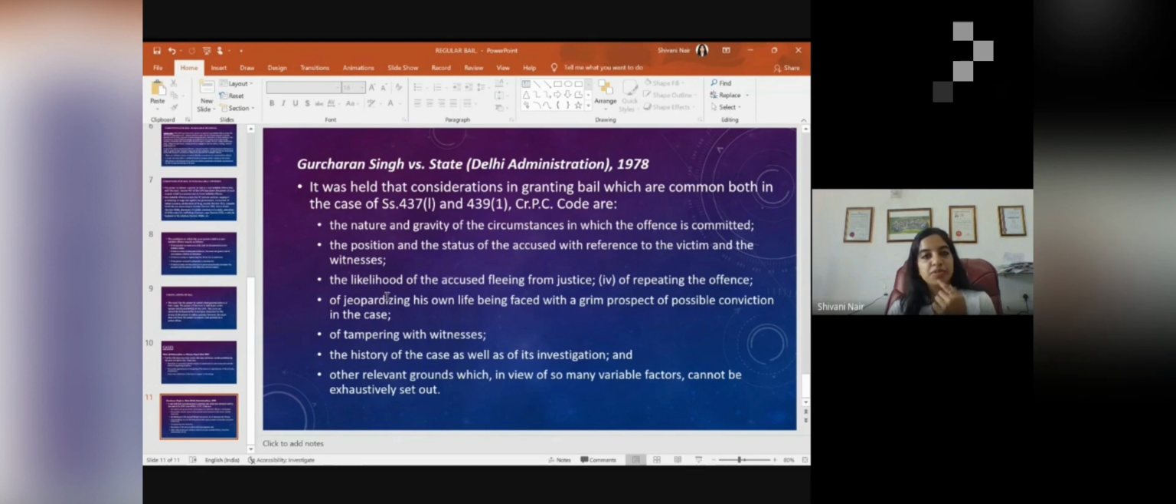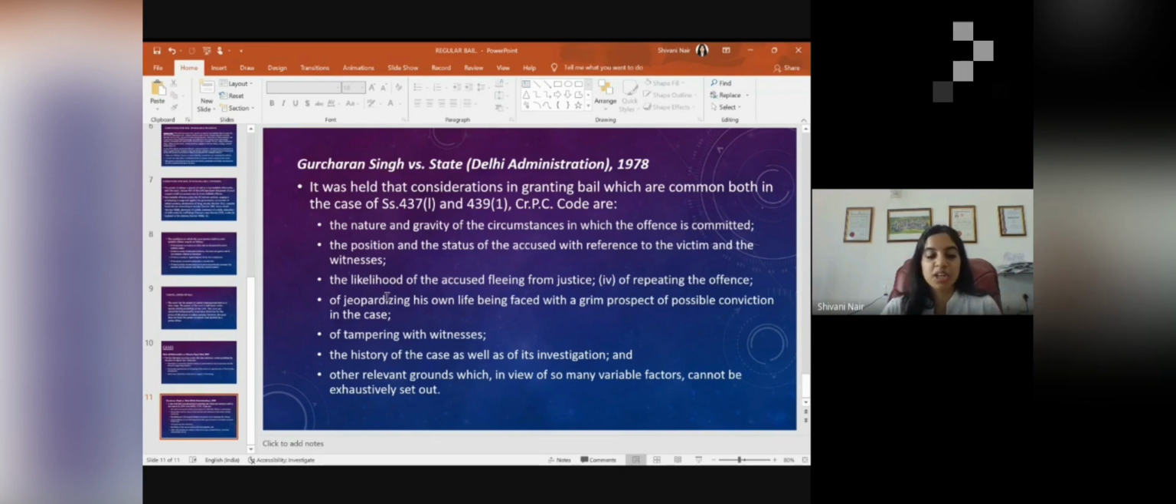Also, a new section, Section 436A, was added through Writ Petition 310 of 2005. In this, the Honorable Apex Court laid down a rule mainly for under trial prisoners. The issue was that before the trial even starts, the accused person is kept in jail for a very, very long period of time.